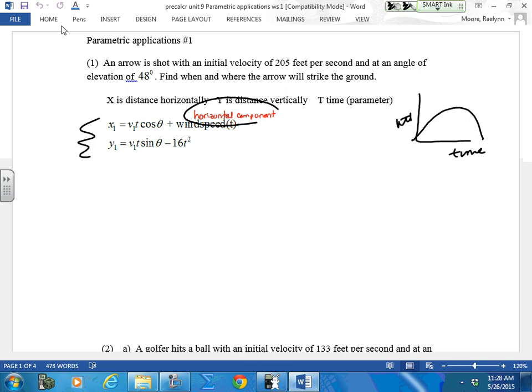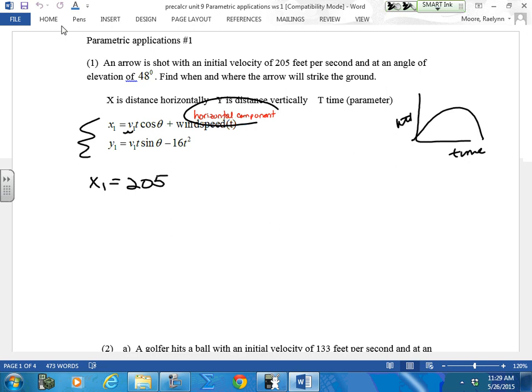So we've got an application. An arrow is shot with an initial velocity of 205 feet per second at an angle of 48 degrees. Find when, time, and where, horizontal distance, the arrow will strike the ground. Okay, and we're also going to see how high the arrow went, and we're going to add that to this. Now, you're going to start by doing this. You're just going to pull out your information. They give you the initial velocity.